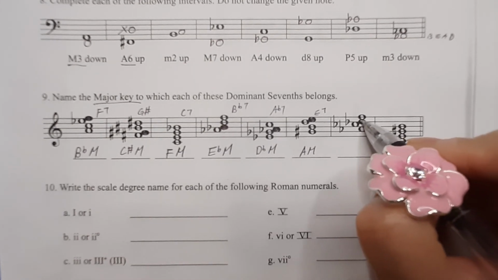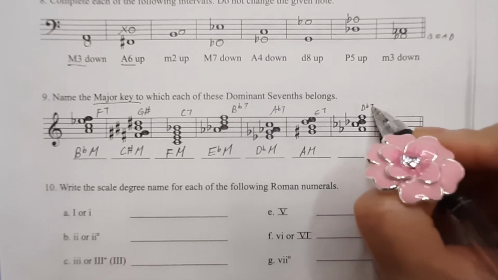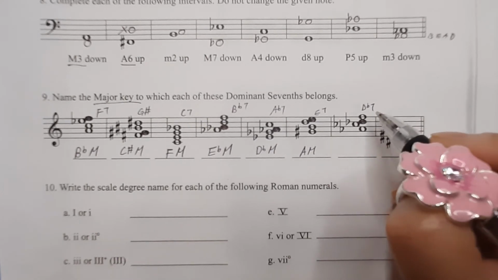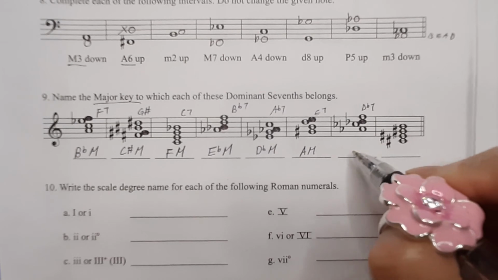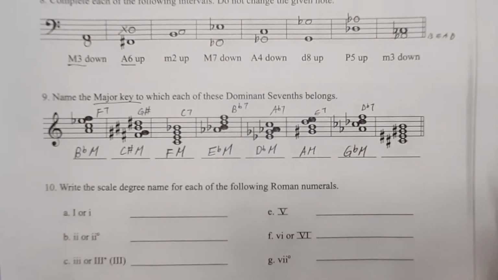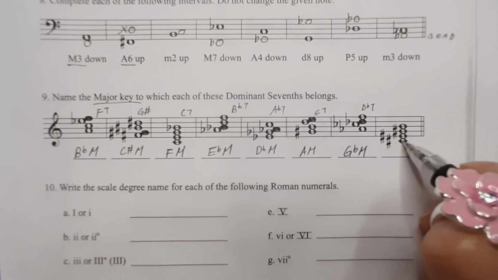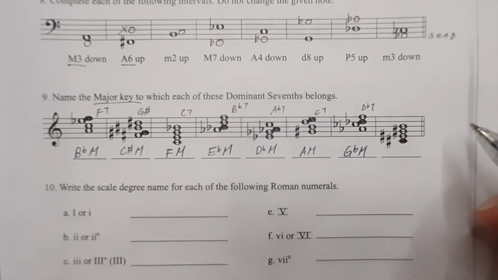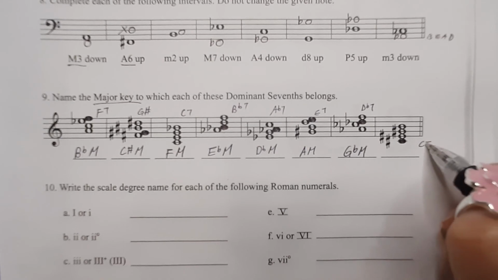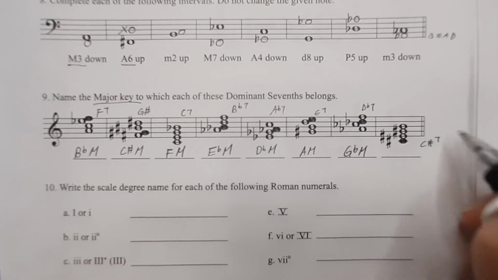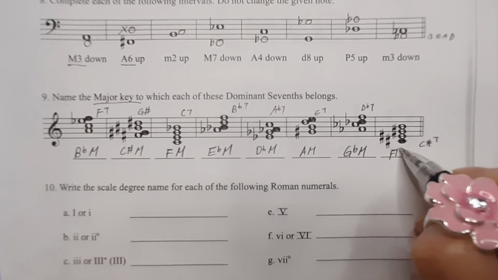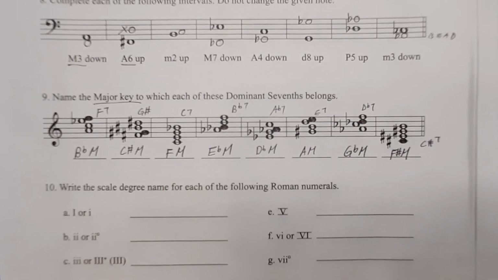Okay, next one. Close together. So this is D flat 7. If D flat is the 5, the dominant 7, then what's the tonic? D flat, C, B flat, A flat, G flat major. All right, the last one, we have root position, which is C sharp, right? If C sharp is the dominant 7, then what is the tonic? C sharp, B, A, G sharp, F sharp major.